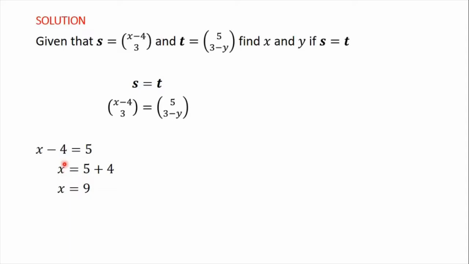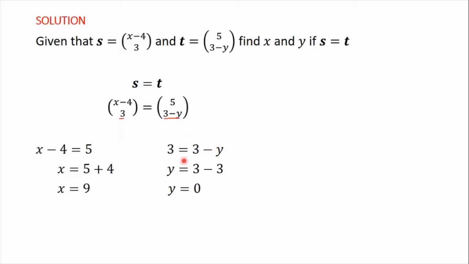We make x the subject. So you send negative 4 over to this side. So x will give us 5 plus 4, and x is 9. In the same way, the y component here, which is 3, is equal to the other y component, which is 3 minus y. So we can say that 3 is equal to 3 minus y.